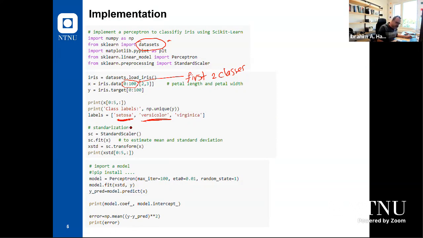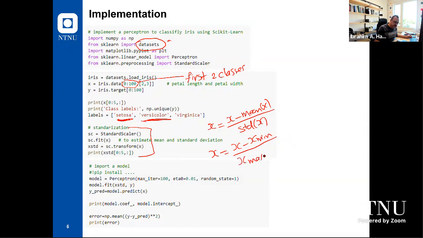Standardization: the equation for this one, if you don't want to use the function, no problem. The equation is simple, so it will be x equals x minus the mean value of x, divided by the standard deviation of x. If you want to do normalization, I can say x will be x minus x minimum, divided by the range. The range will be x max minus x minimum.